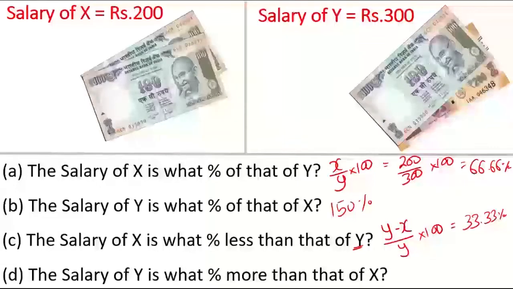Salary of Y is what percent more than X? Okay, so it's Y minus X divided by X into 100, which will give me 300 minus 200, 100 over 200. It's 50%.